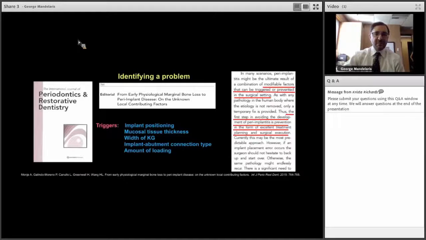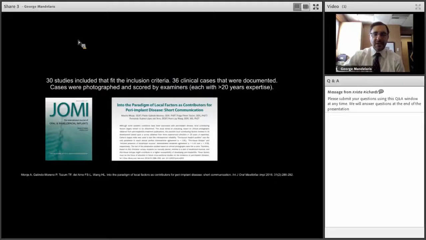The triggers seen here are implant positioning, mucosal tissue thickness, the width of keratinized tissue, perhaps the implant abutment connection type, and the amount of loading. But the one that really takes center stage is implant positioning.